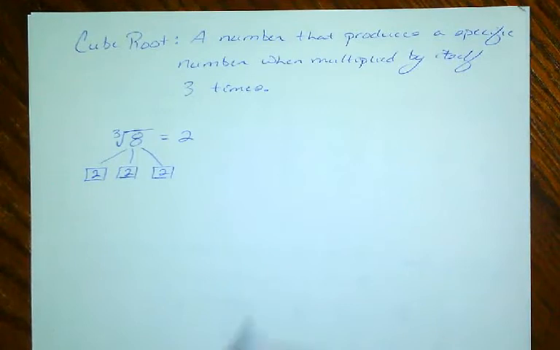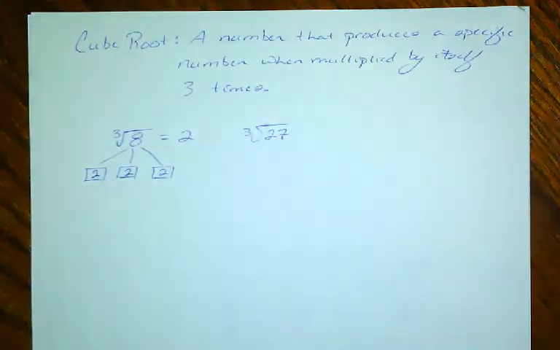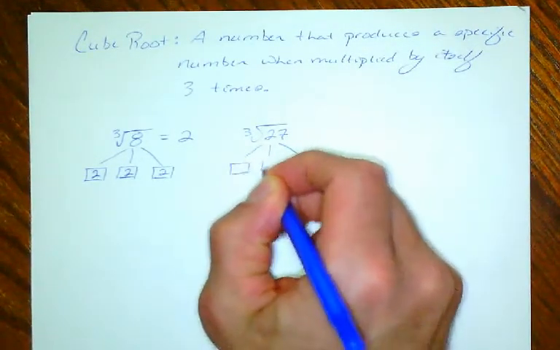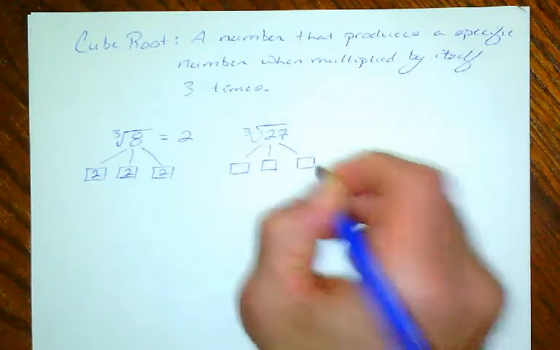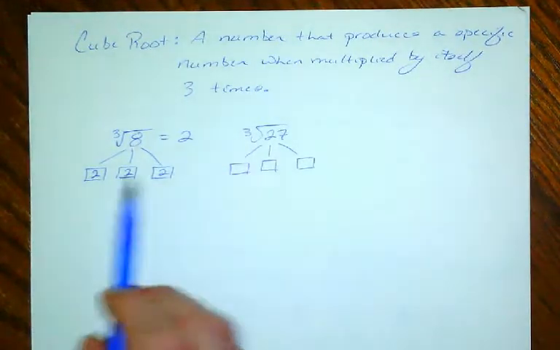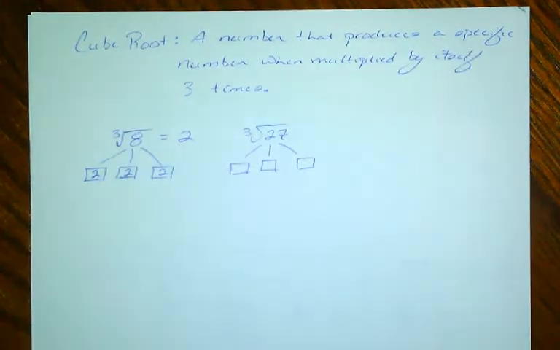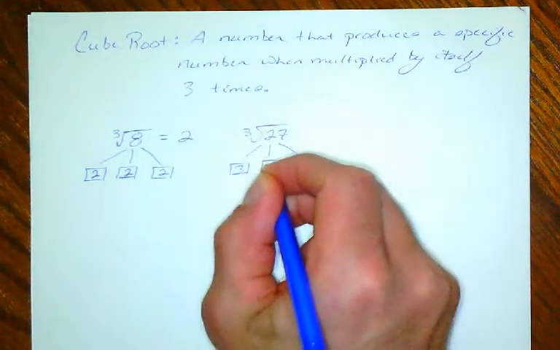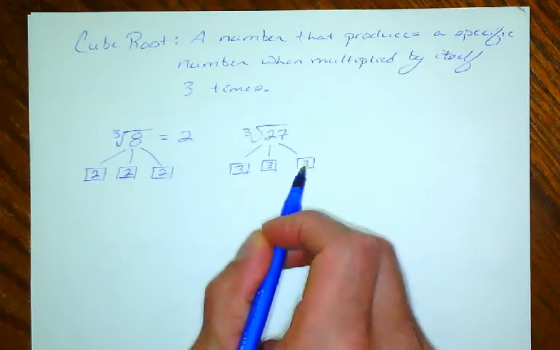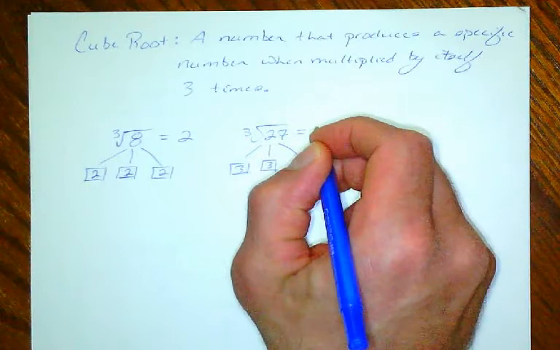Let's go a little bigger, all right? Cubed root of 27. All right, what number multiplied by itself 3 times equals 27? Well, we can estimate again. We know it's got to be bigger than 2 because 2 times 2 times 2 equals 8. Let's go up to 3. 3 times 3 times 3. All right, 3 times 3 is 9, times 3 again is 27. So the cubed root of 27 is 3.